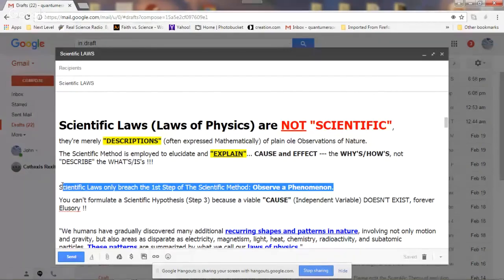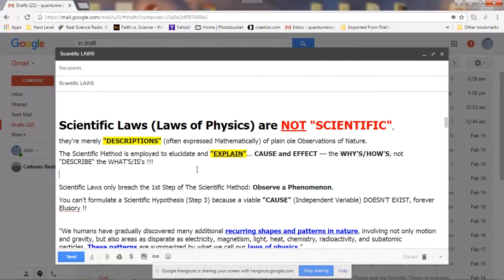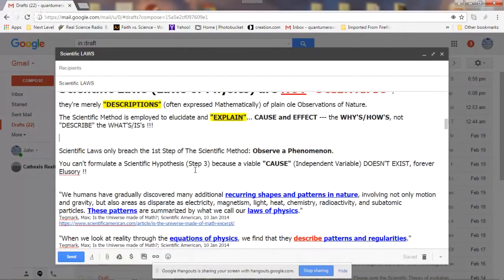Observe a phenomenon. You can't formulate a hypothesis, a scientific hypothesis. You just can't do it. It's out of context. You can't formulate, like I said, a scientific hypothesis, step 3, because a viable cause or independent variable doesn't exist. Forever illusory. Forever.